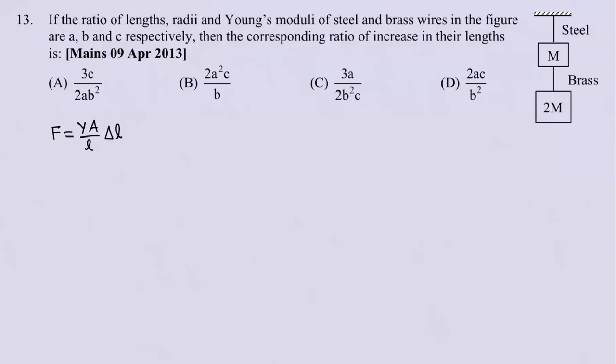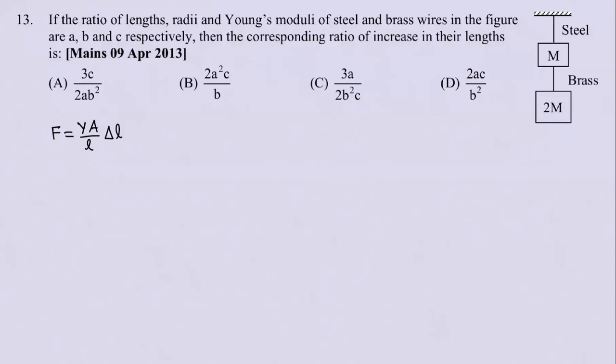They gave the ratio of lengths, so that is no problem at all. Radii is given, which means area we can find, and Young's modulus is given. But the force ratio is not directly given. They're checking your skill in mechanics also. So a new topic is being added. Here it is an addition of mechanics, right?